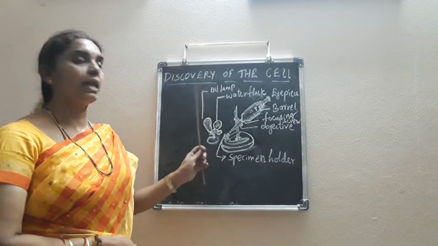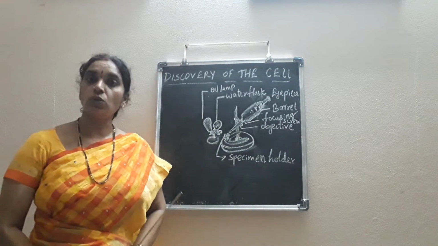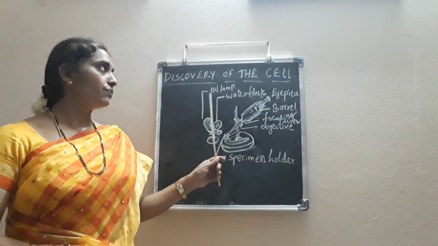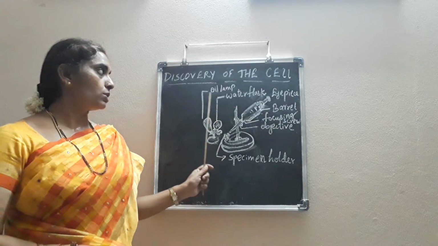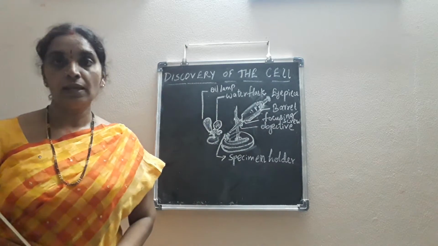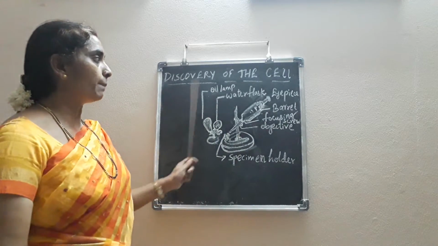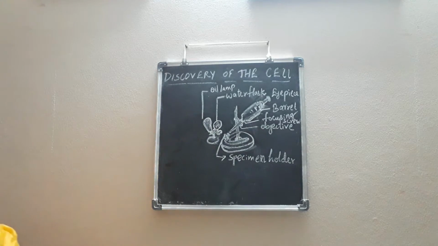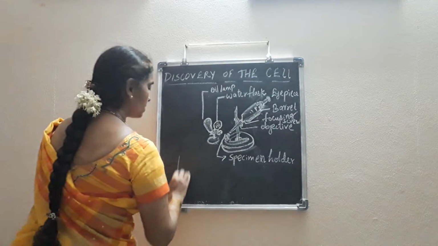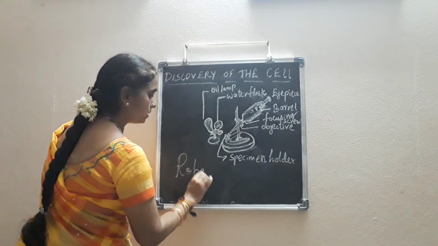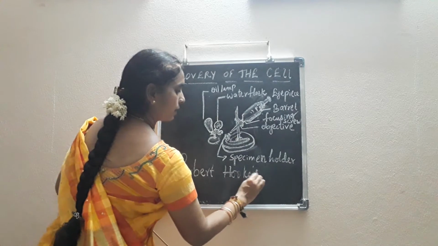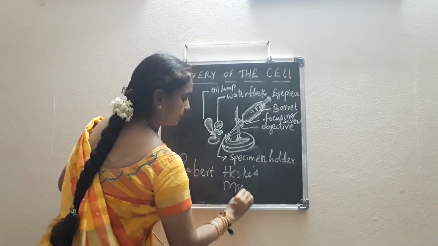And this is an oil lamp, used as a source of light. And here is the water flask, which reflects the light onto the object. So these are the parts of Robert Hooke's microscope. Come on, children, what is this? It's a Robert Hooke's microscope.